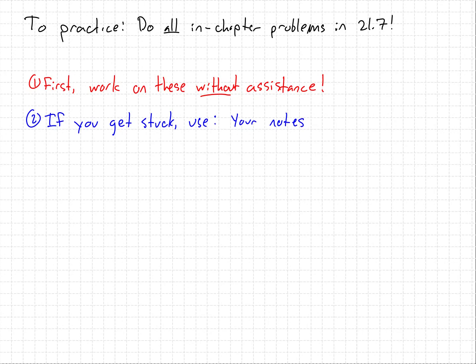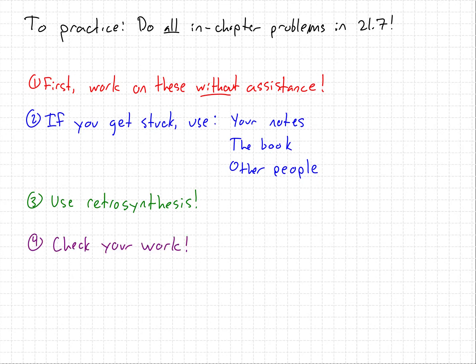The first source that you want to have is your notes from when you worked through the other chapters in the first place. The second thing you can do is go back to the textbook looking for reactions that you need. The third and final source, if you really get stuck, is to ask someone else for help, including me. When you work through these problems, be sure to use retrosynthetic analysis. If you don't have a good plan when you start, these problems will be basically impossible to solve. And finally, when you're done, check your work.